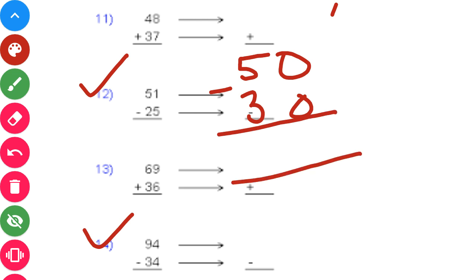Now we will find the difference. 50 minus 30. Do fast calculation. 50 minus 30. How much will we get? 5 minus 3 will get 2. Okay. Cool.